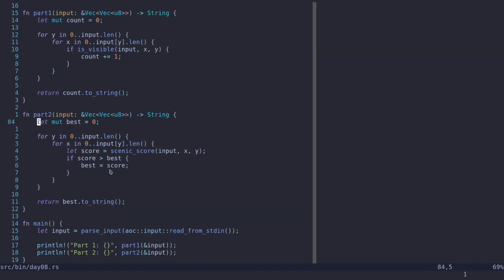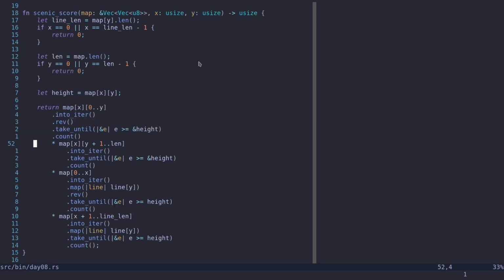For the second part, I also used two for loops to iterate over all the trees, and I created a best variable to hold the highest scenic score. To compute the scenic score, again from the problem statement, it says that when a tree is on the edge, it will have a score of 0 because there are no trees visible in one of the directions, and the multiplication would be 0.